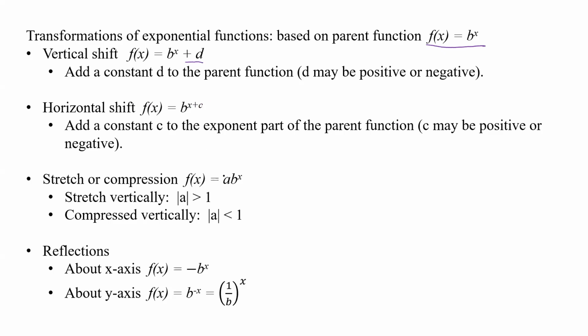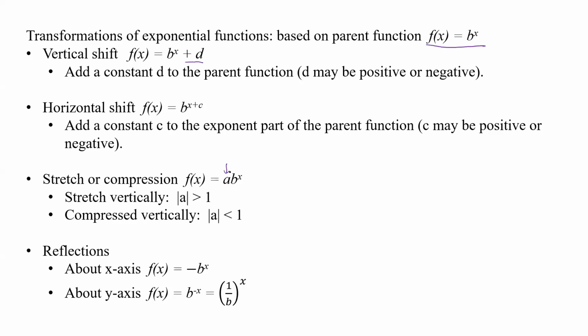Now we have stretches or compressions, and basically that's when we start adding a constant out in front. So when we multiply by a times b to the x, if the absolute value of a is greater than 1, so basically 2, 3, 4, something like that, we're going to stretch it vertically. Maybe we initially had a equal to 1, and then we multiplied it instead by 3. Well, instead of an intercept of (0, 1), it's going to be (0, 3). And so we're going to be changing it based on that.